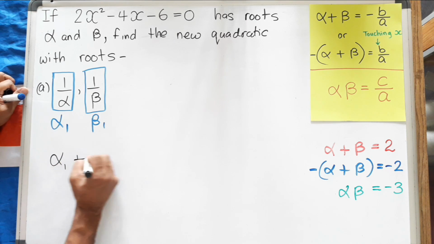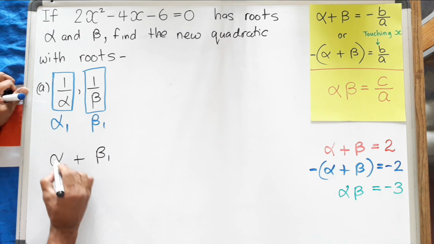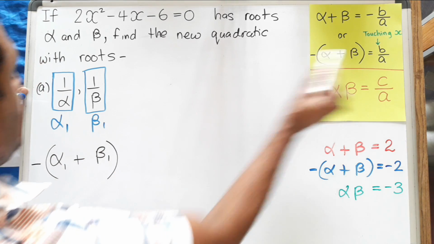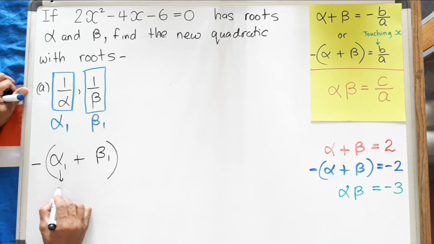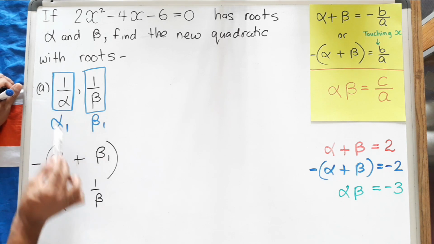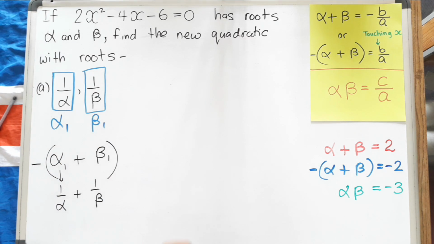Alpha 1 plus beta 1. And whatever we get, we are going to take the opposite. And that will give us B on A. So how much is alpha 1? 1 on alpha plus 1 on beta. Remember, alpha 1 is 1 on alpha. Beta 1 is 1 on beta. So let's add this up. From the last video, you'll probably realize what I'm doing. I'm finding the LCM. Alpha into this will leave us with beta, plus beta into this will leave us with alpha. And of course, we have to take the opposite of this answer.